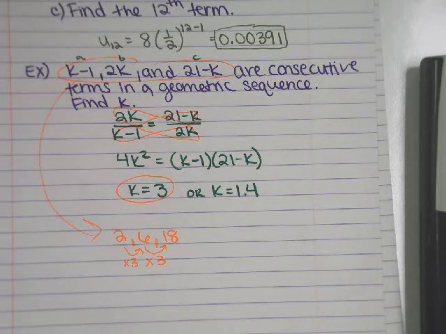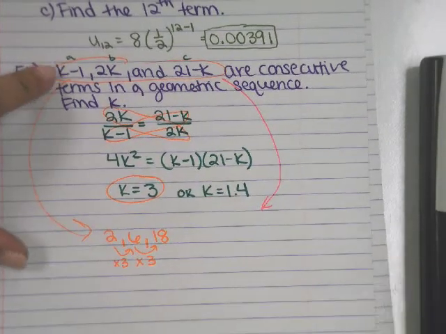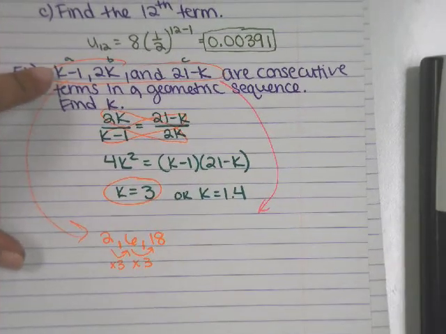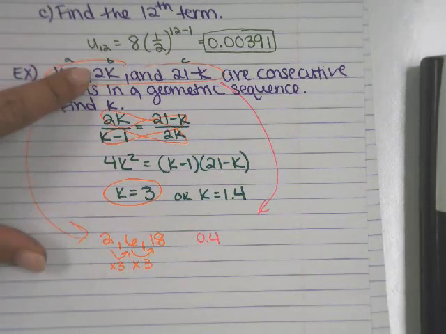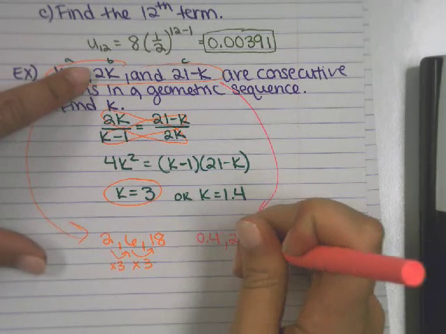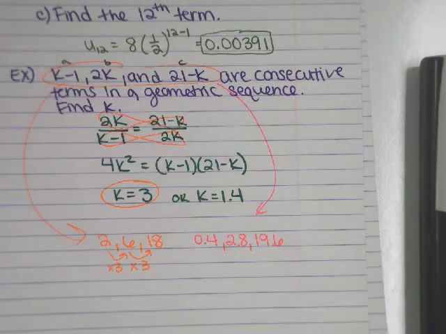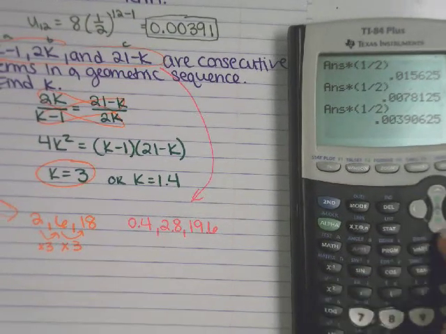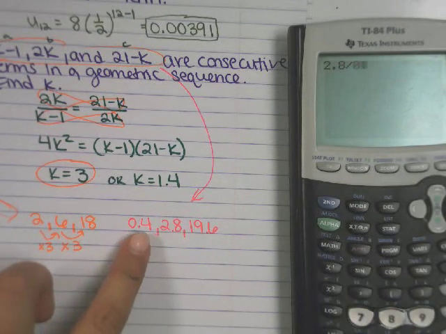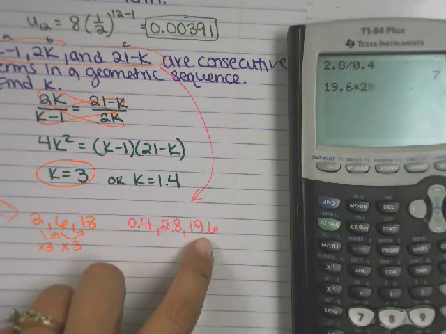If I check my other one, so same here, but we're going to check this one. So 1.4 minus 1 is 0.4. 2 times 1.4 is 2.8. And 21 minus 1.4 is 19.6. That's icky. Let's see if it has a common ratio. 2.8 divided by 0.4, and 19.6 divided by 2.8.